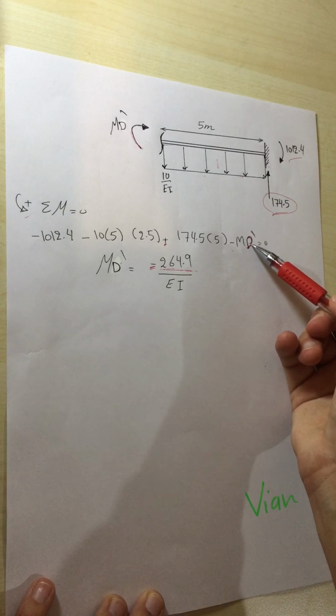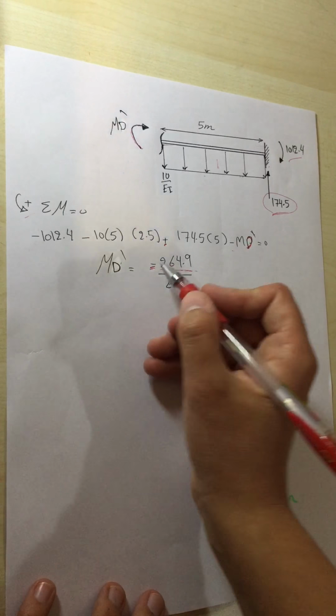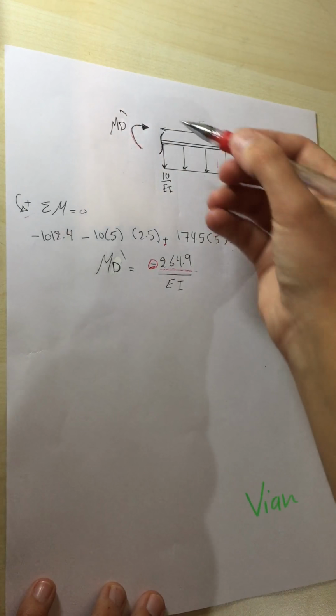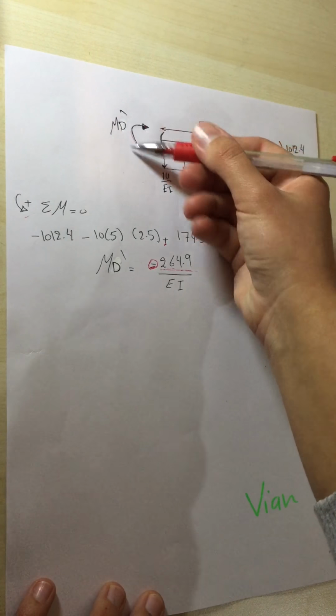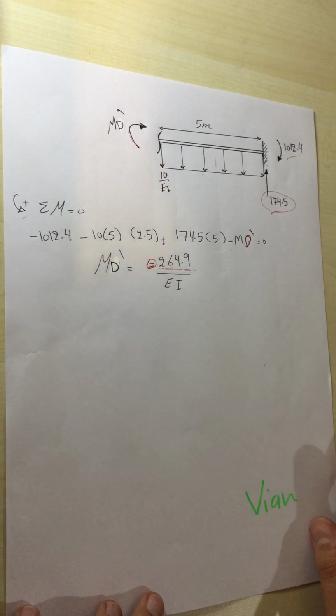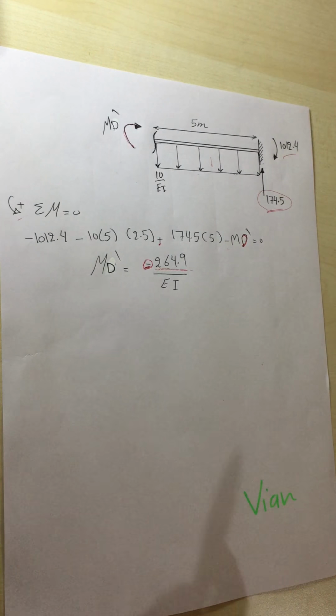moment at D dash. I assumed it to be that way, no problem, you can assume it otherwise. And it's a negative sign because the deflection is on the other side from what I assumed. So that's all. It's very easy.